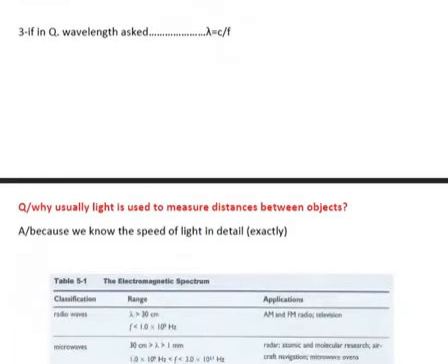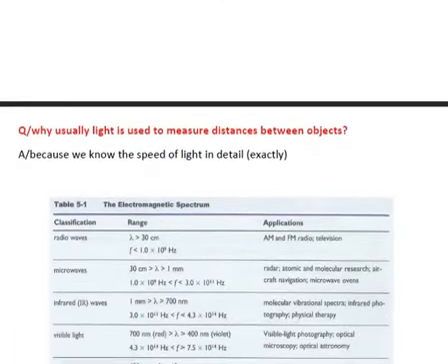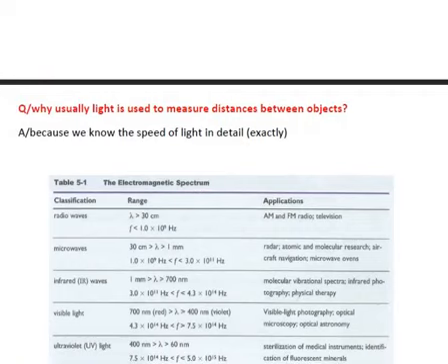Let's get to another question. The question says why is light usually used to measure the distance between objects. The answer says because we know the speed of light in detail. It means exactly. So for example, most engineers use light, for example laser light, to measure the distance or the height of buildings. Scientists in the lab use lasers to measure the distance between Earth and Moon. So this is an example of using light to measure distances.